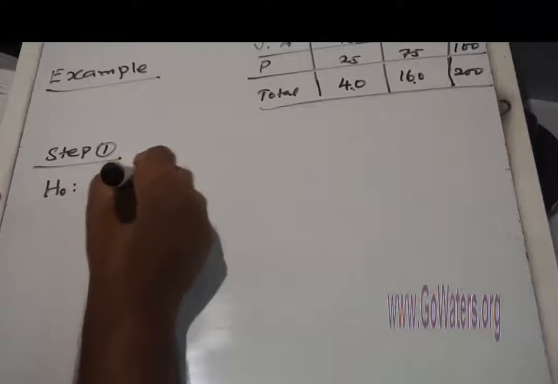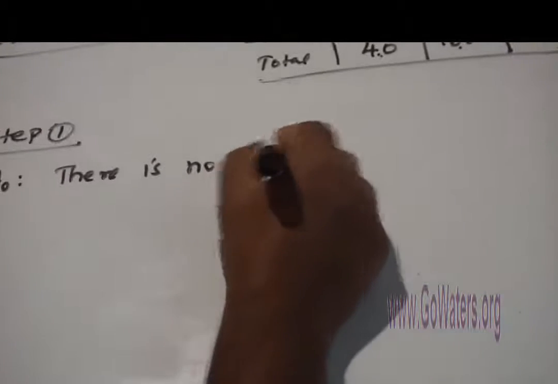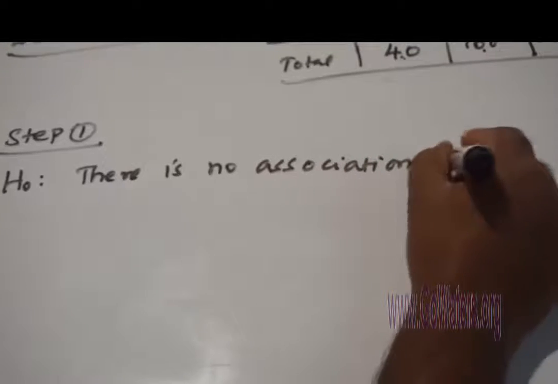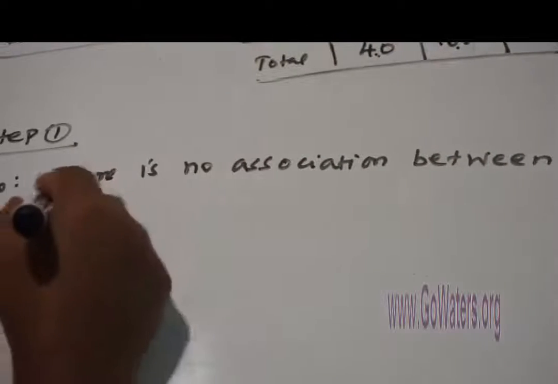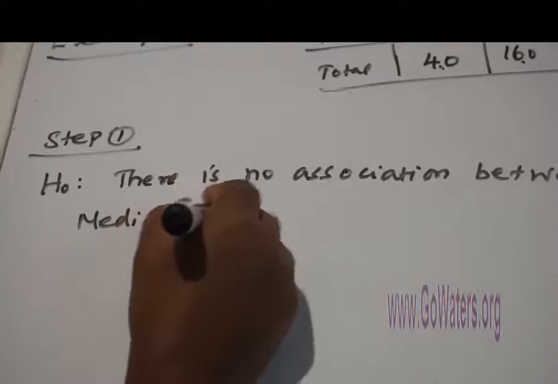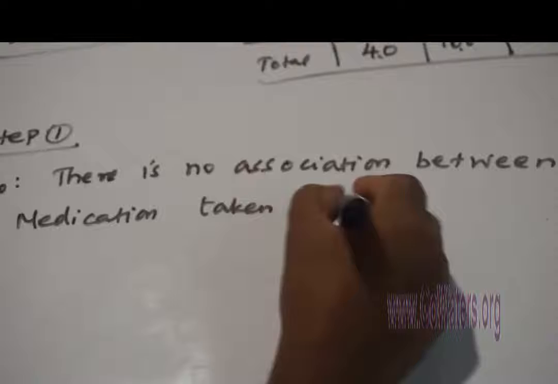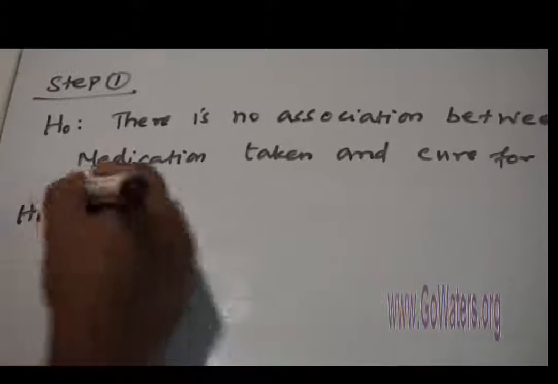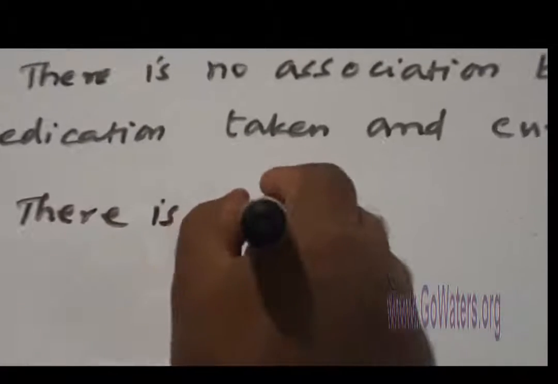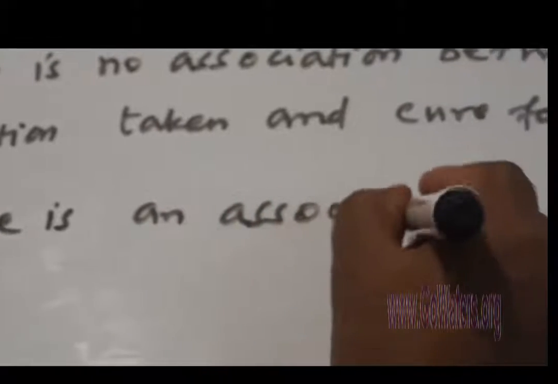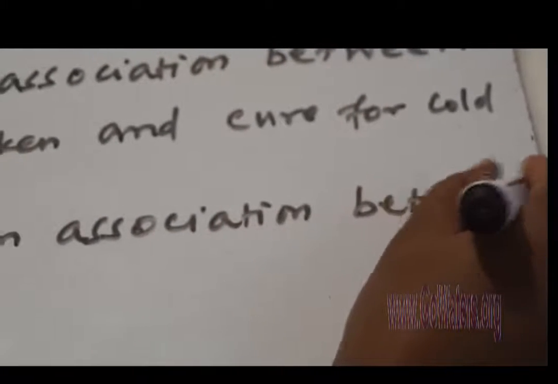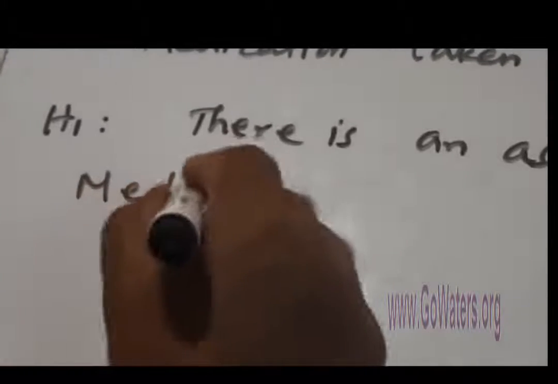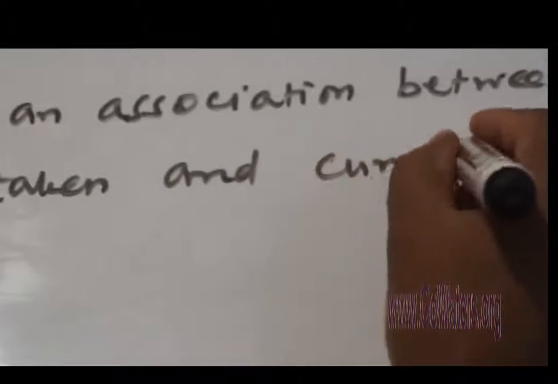Step 1, state the hypotheses. H0: there is no association between the medication taken and the cure for cold. H1: there is an association between the medication taken and the cure for cold.